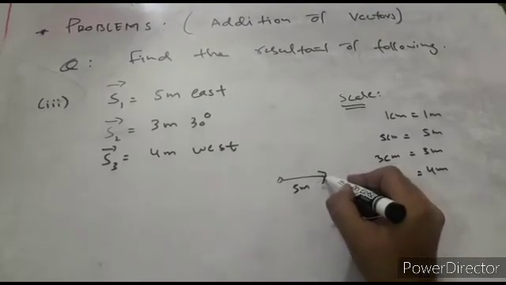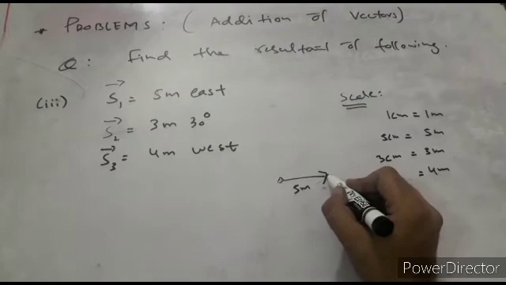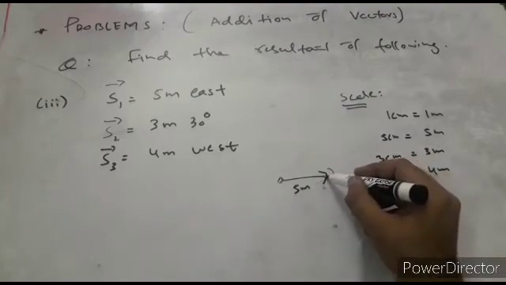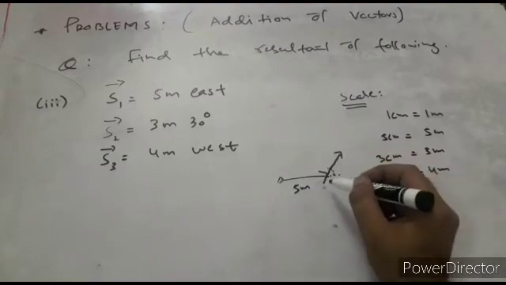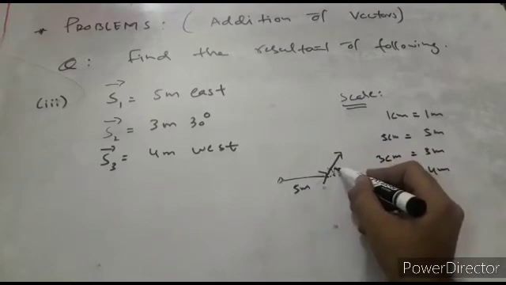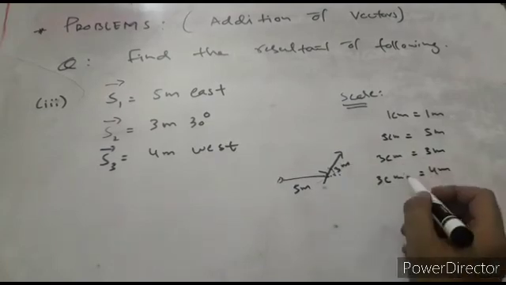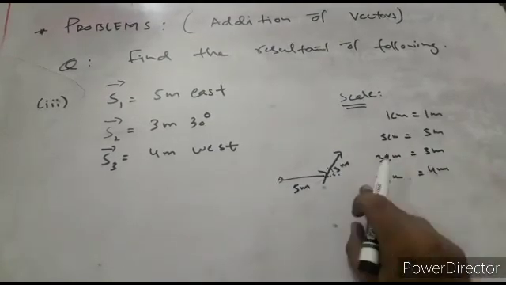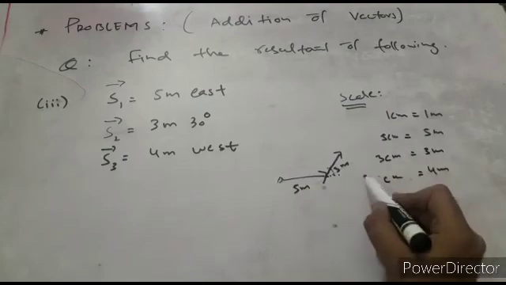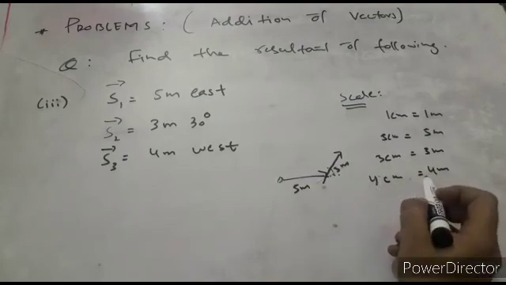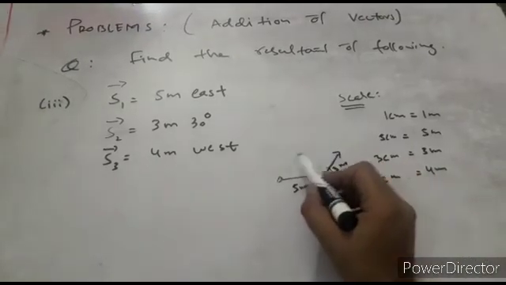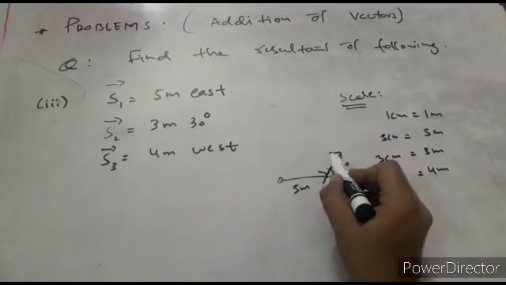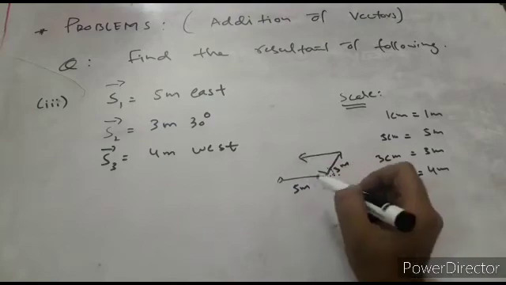Then from here we go to 30 degrees. We take an angle of 30 degrees over here, and we draw a line of 3 meters only, 3 centimeters. This is the second vector, and from here 4 meters, it means a 4 centimeter line towards the west, somewhere here.